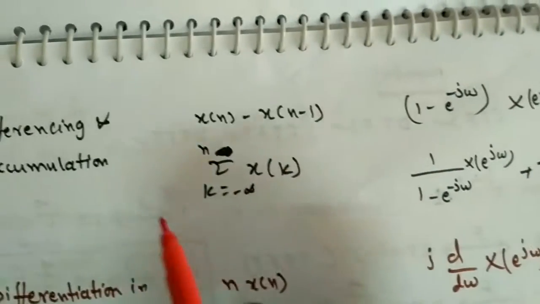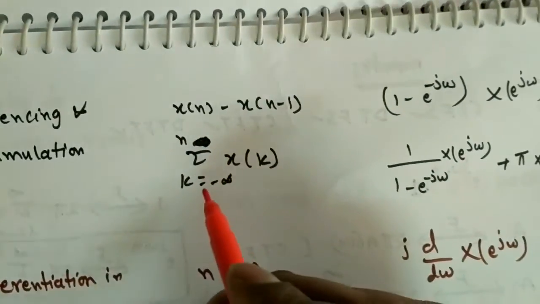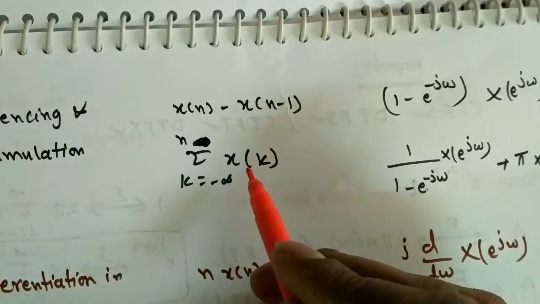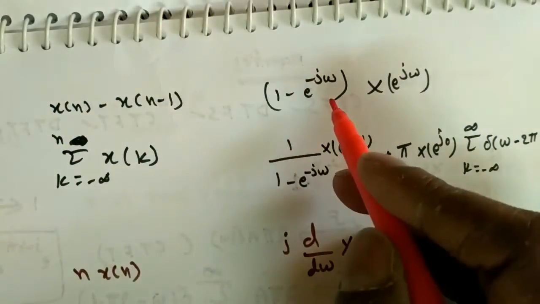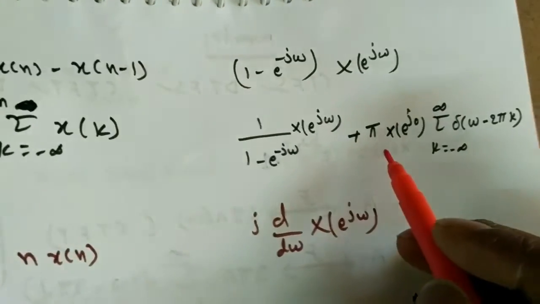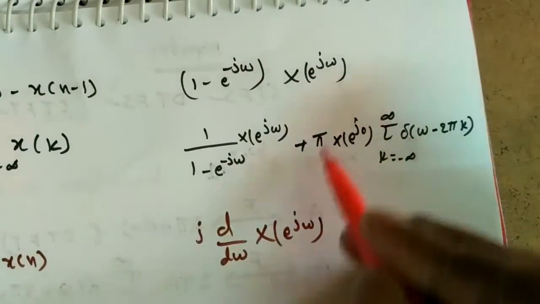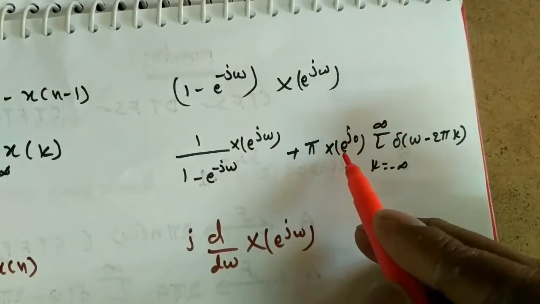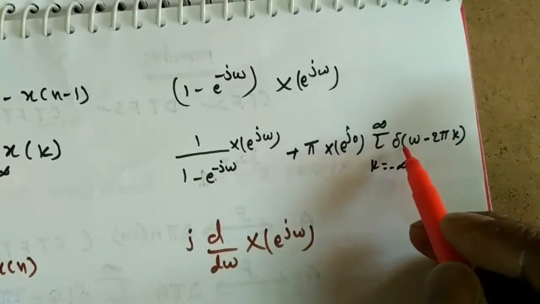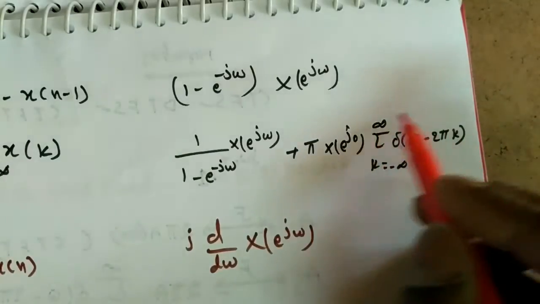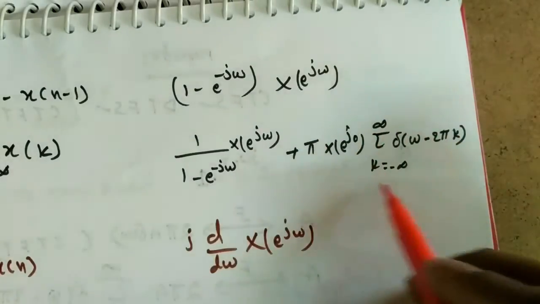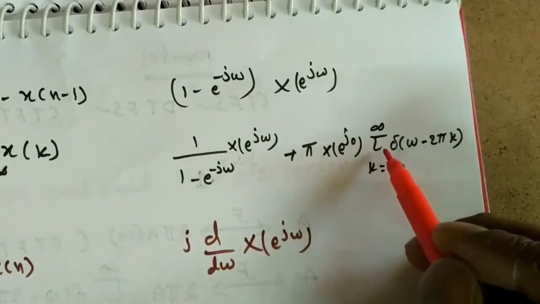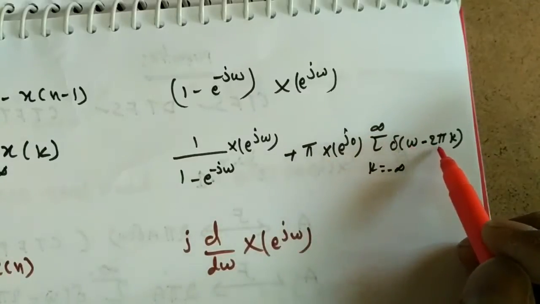Now the opposite is accumulation. That is, sigma k equal to minus infinity to n, remember n, of x of k. Whatever we multiplied before should be division here, but whenever we do the summation, we will get the average value or DC value. That is decided by pi into x of e power j0, as in the continuous time Fourier transform, into delta omega. But in the frequency domain, anything is periodic in nature. So that's why we need to represent it like this: sum over k equal to minus infinity to infinity of delta of omega minus 2 pi k. So it is periodic.